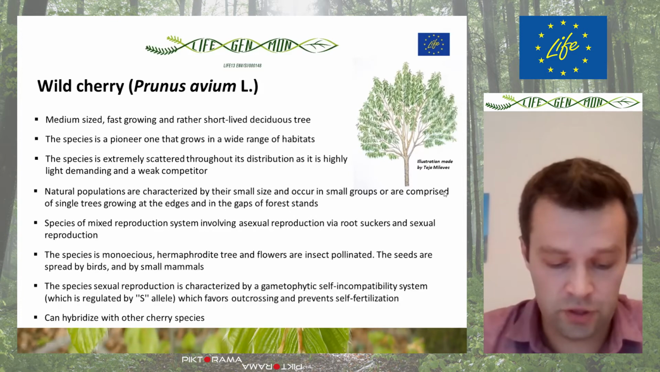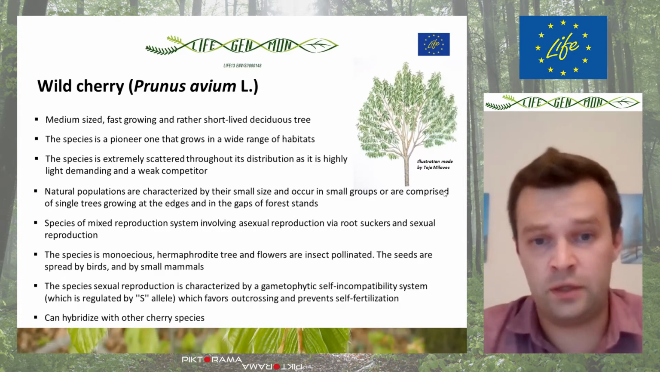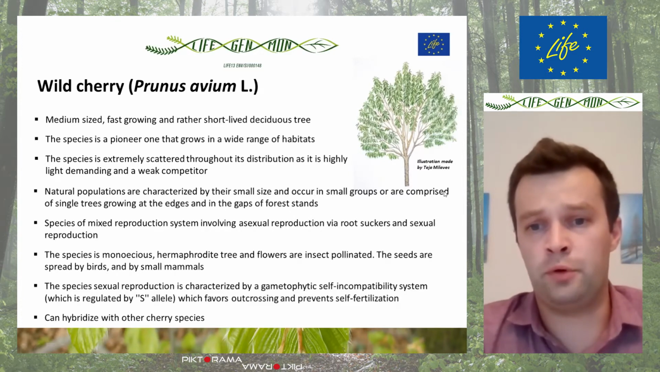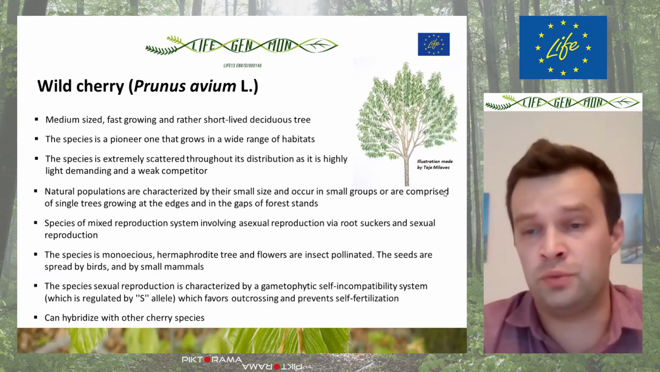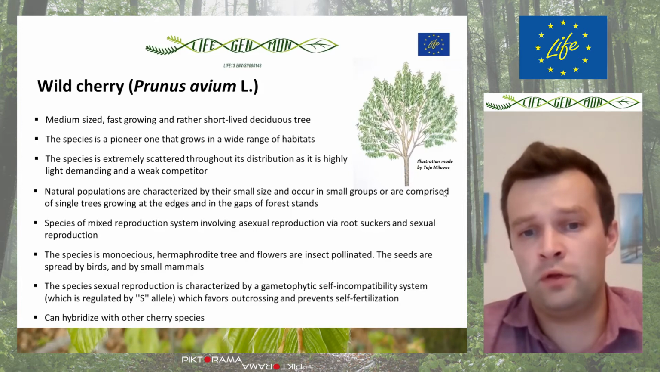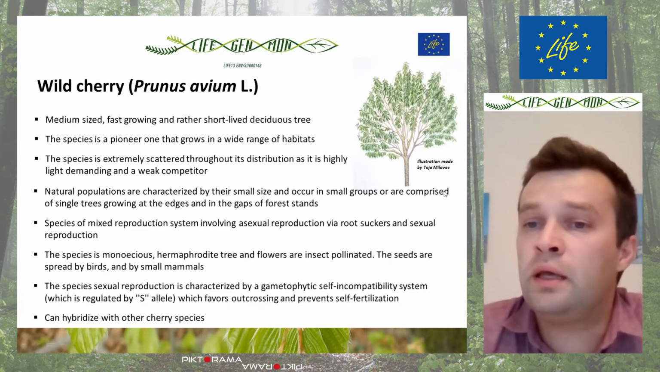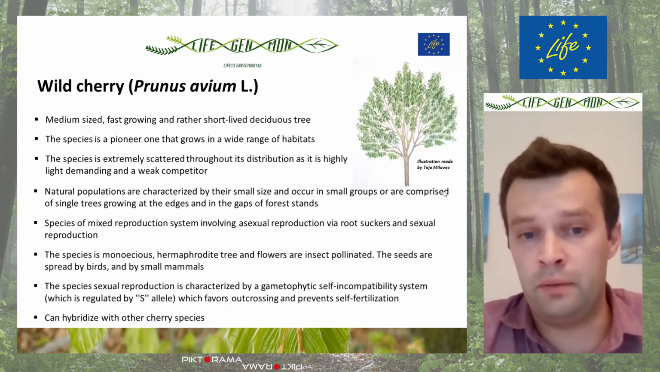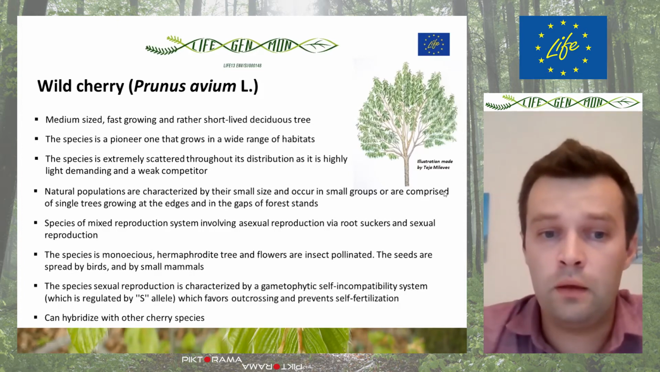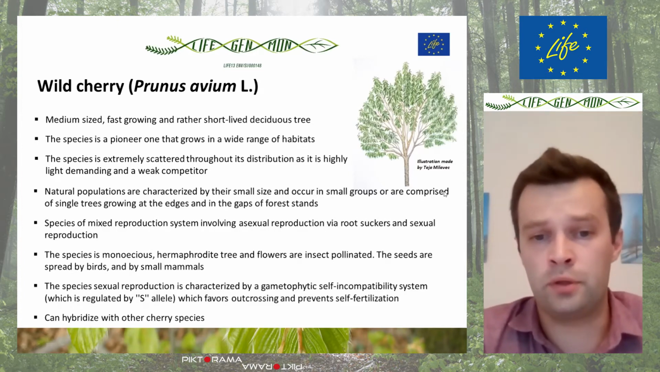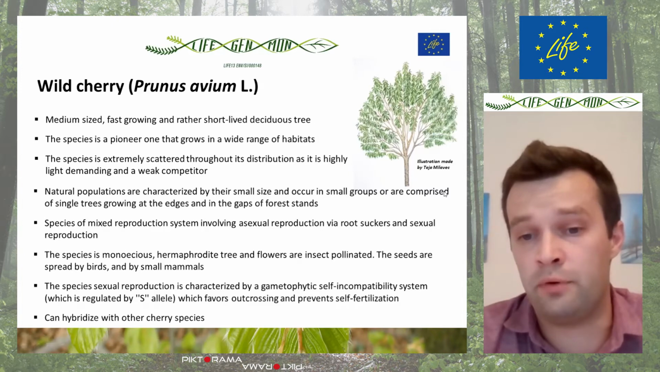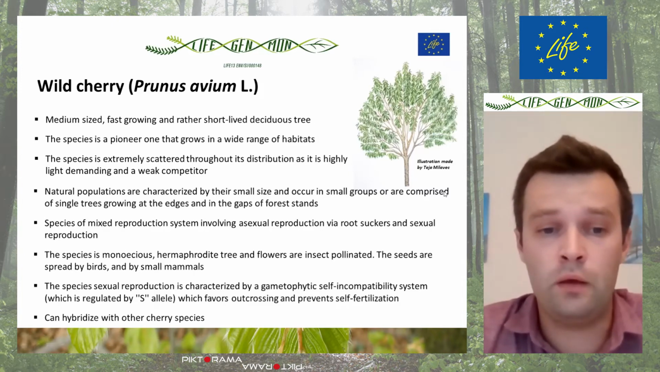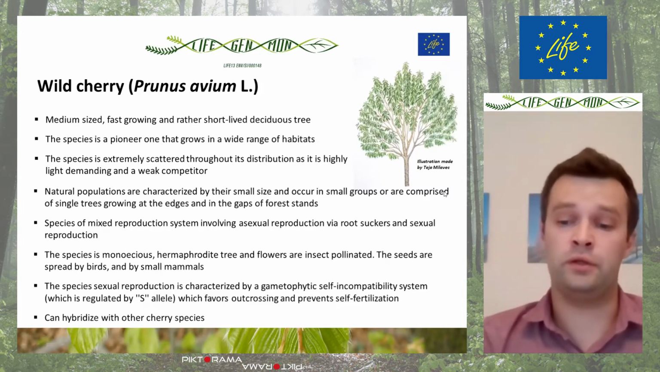Wild cherry is a species of mixed reproduction system, involving asexual reproduction via root suckers and sexual reproduction. The species is monoecious, hermaphrodite, and flowers are insect pollinated. Seeds are spread by birds and by small mammals. Sexual reproduction is characterized by a gametophytic self-incompatibility system, which favors outcrossing and prevents self-fertilization. Wild cherry can hybridize with other tree species.